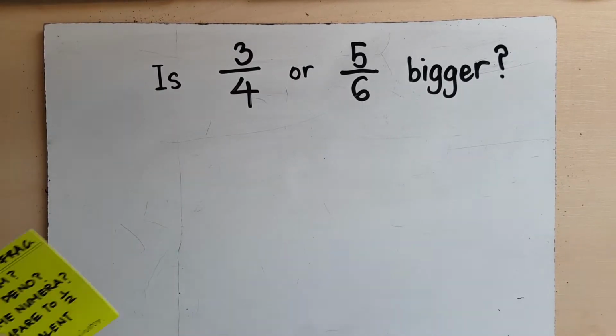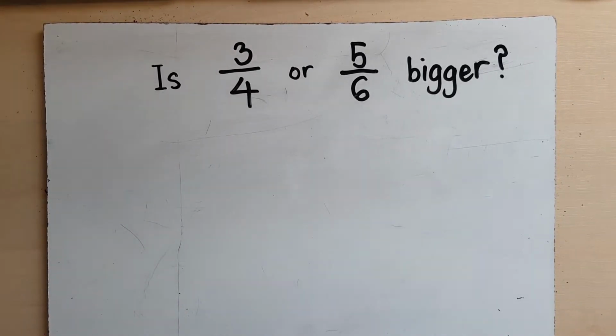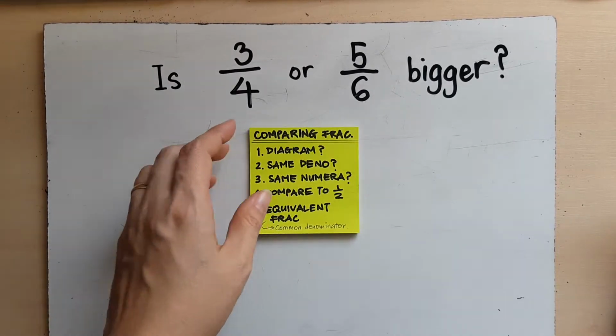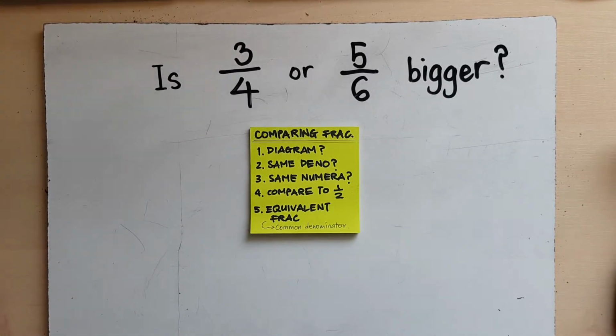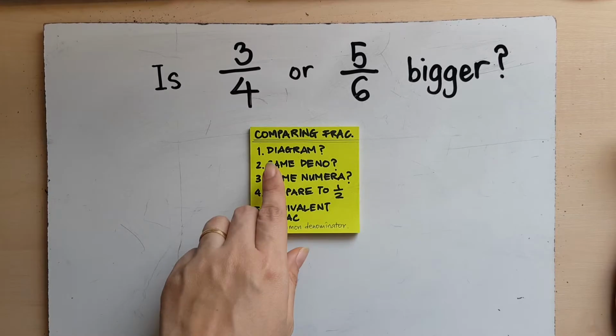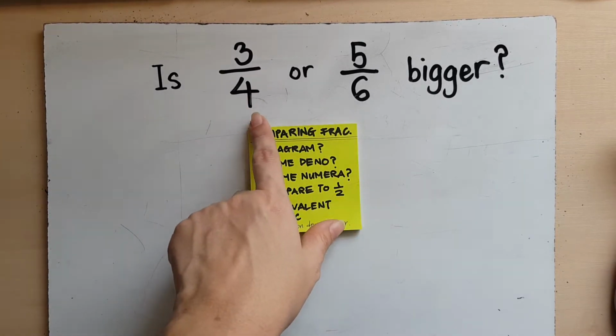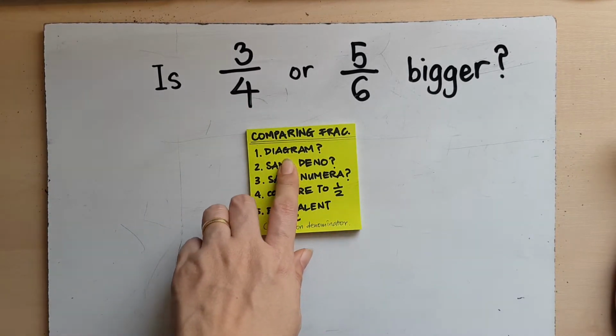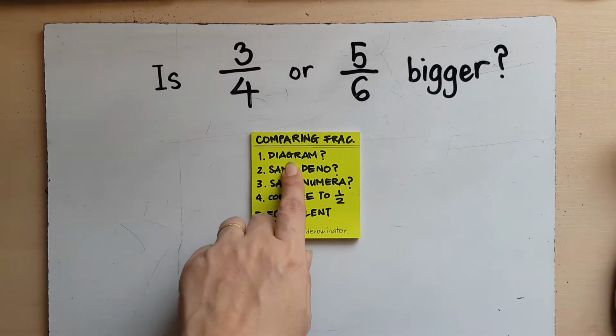Hello everyone, today we're going to do another example on comparing fractions, and as we learned in class there are 5 ways or 5 methods that we can go through. The first thing we ask ourselves when we are trying to compare fractions is, did they give us a diagram? No, they did not, and so we shall move on to the next one.